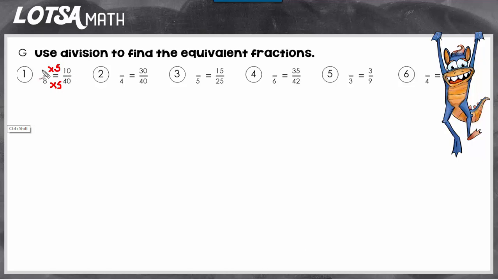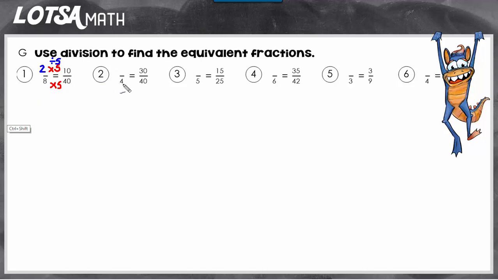We know that if we're going from the left to the right and we're multiplying by 5, then if we go backwards and go from the right to the left, we're doing the opposite. So if we go from the right to the left, instead of multiplying by 5, we can divide by 5, just using our fact family understanding. So 10 divided by 5 is 2. And if you go forward, 2 times 5 is 10. And that's why the fact family works. So 2/8 is equivalent to 10/40.